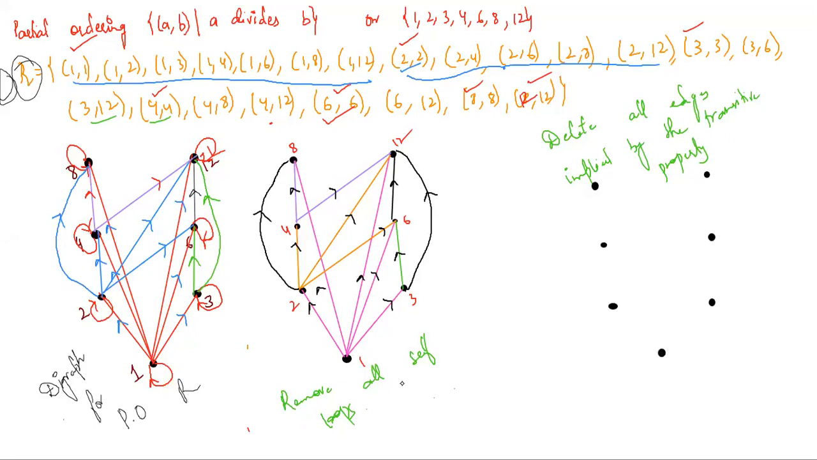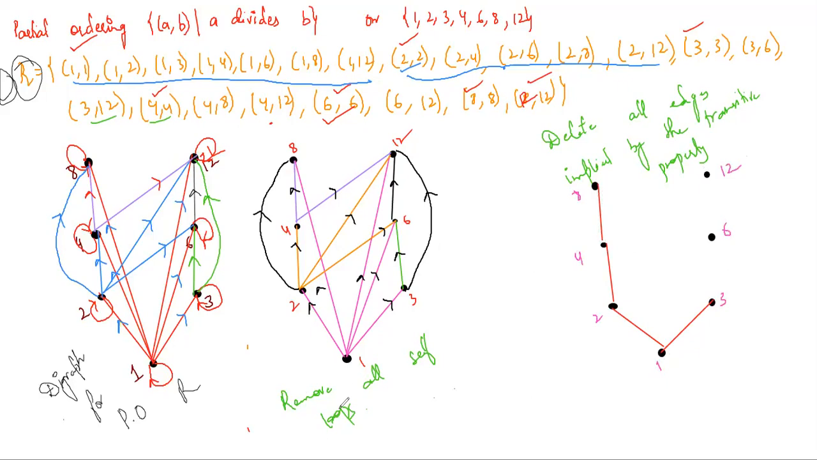So I can easily represent it this way: 1, 2, and then 1, 3, which is our initial. Then 1, 4, I don't need it because we have 2, 4. So 1, 2, 2, 4 means directly 1, 4. And then 1, 8 is also not needed. Let me first write the names of the vertices: 1, 2, 3, 4, 6, 8, 12.